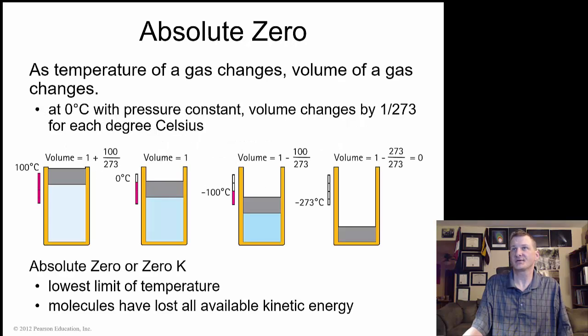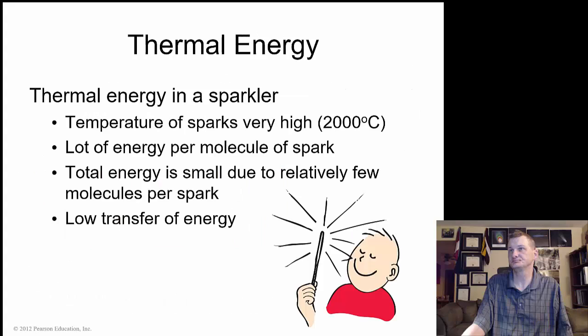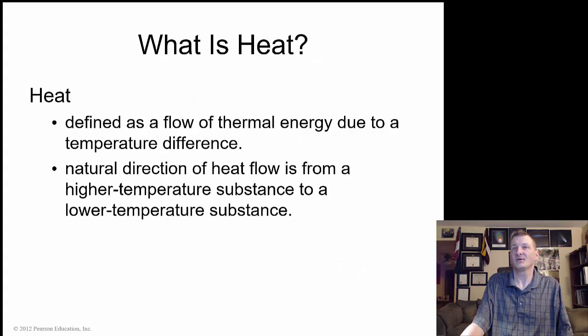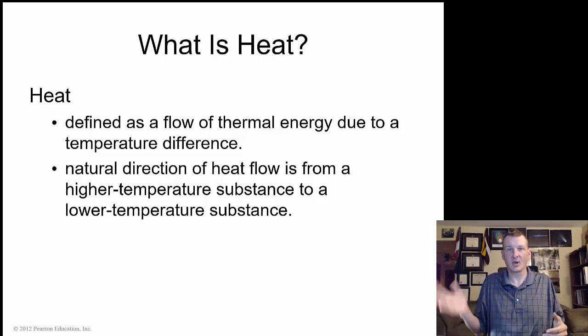Well, as the temperature of a gas changes, the volume of the gas changes. And so, absolute zero is the lowest temperature, and the molecules have lost all available kinetic energy. So what is heat? Heat is defined as a flow of thermal energy due to a temperature difference. So the natural direction of heat flow is from a higher temperature down to a lower temperature.